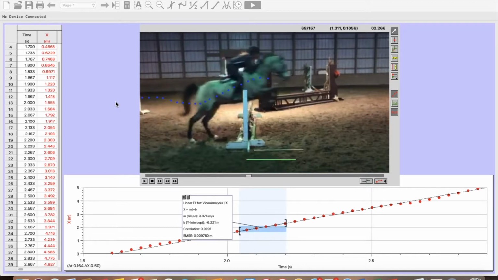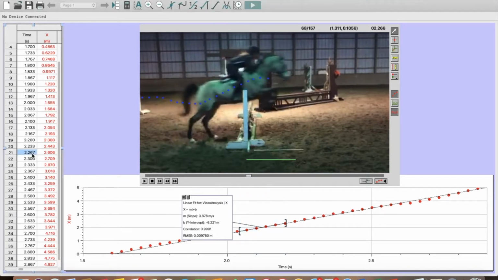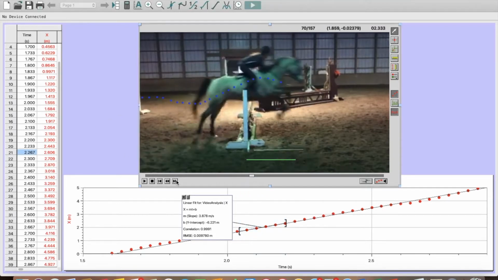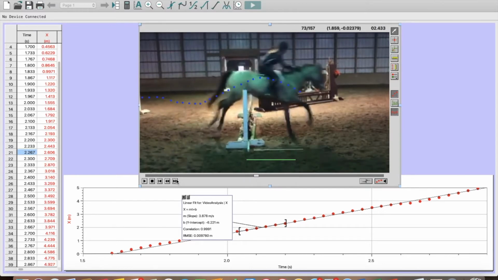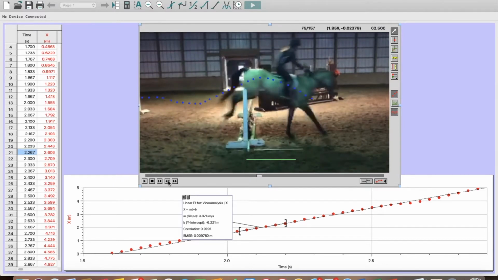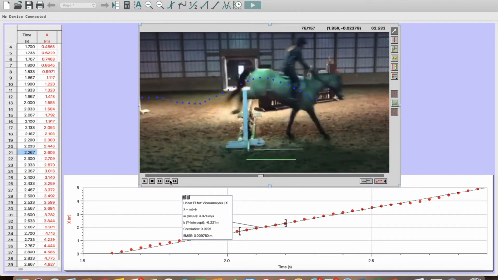I use the same process to find the landing velocity as I did the initial takeoff velocity. So I found the point where the points start to curve down, where the horse's shoulder is on the downward turn, and that's around 2.26 seconds. I highlighted that time and then went frame by frame down until the horse's hoof meets the ground and the points start to level off.